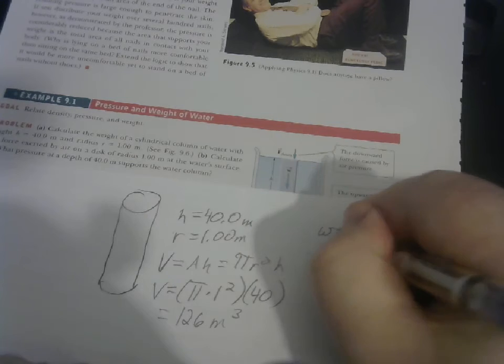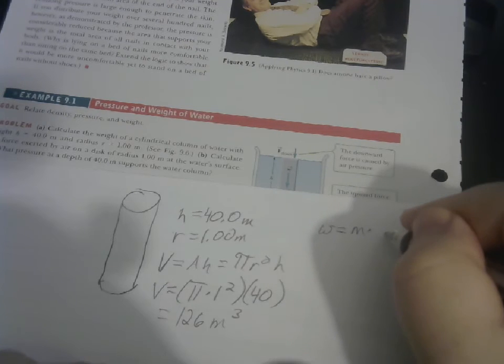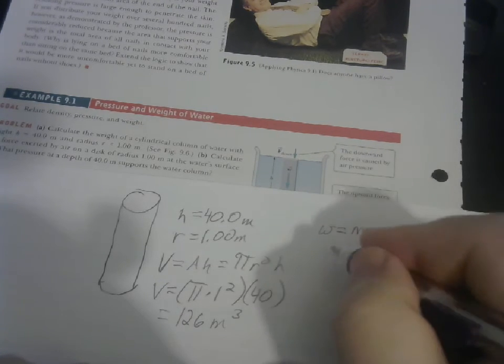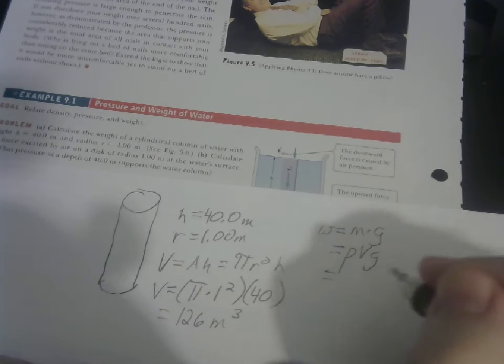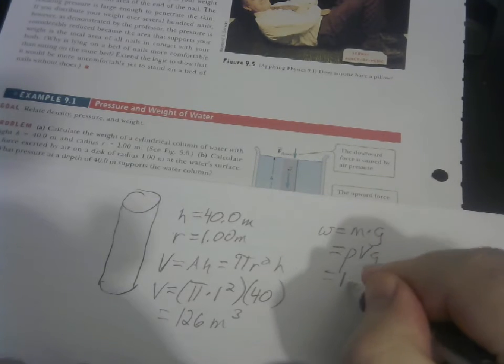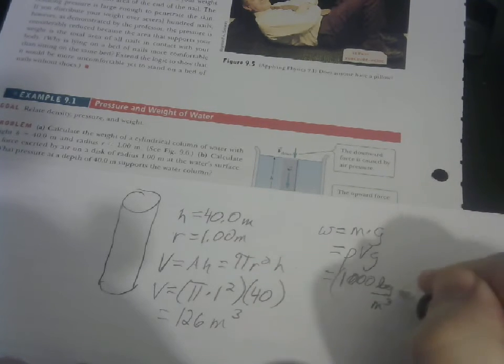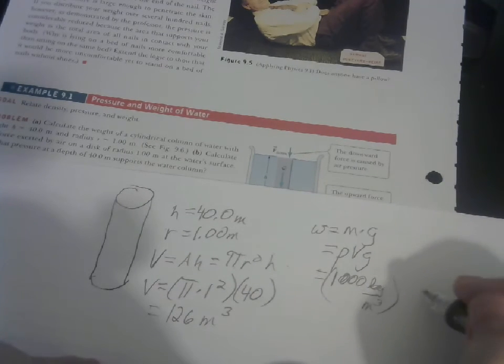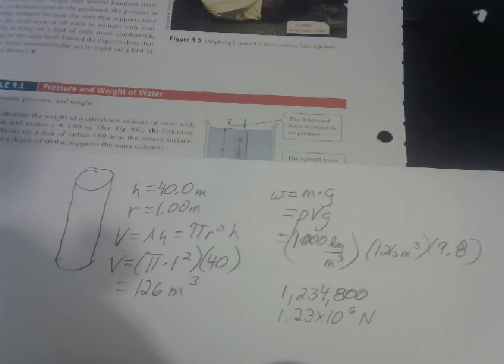The weight is going to be equal to the mass times gravity, and the mass is the density times the volume. So the density is 1,000 kilograms per meter cubed, the density of water, times the volume, 126 meters cubed, times gravity, 9.8. And that comes out to be, to 3 significant digits, 1.23 million newtons.